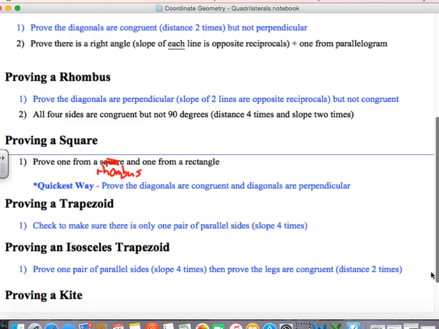they're opposite reciprocals. Okay, proving a trapezoid, these can take a while. You got to do slope 4 times to make sure that you only have 2 sides that are parallel. And then to prove an isosceles trapezoid, you have to do the same thing that you did for proving a trapezoid. Do the slope 4 times, make sure that 2 of the slopes are the same, and then you got to prove that 2 of the legs are congruent, so you got to do the distance formula twice.